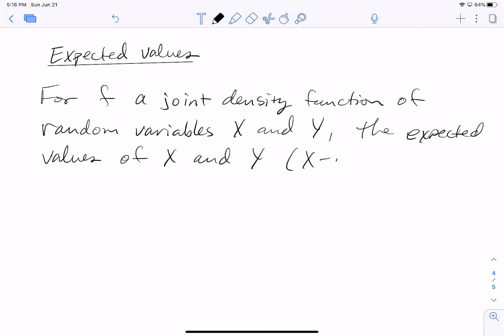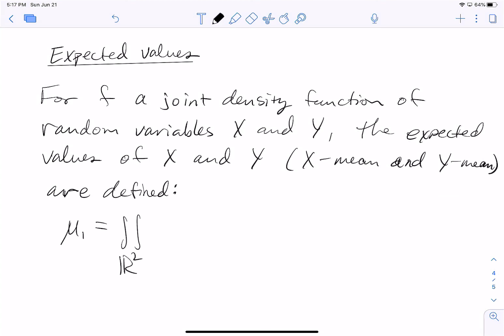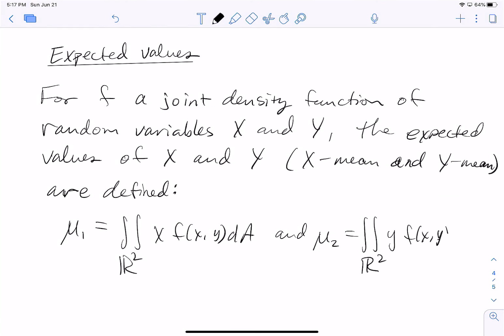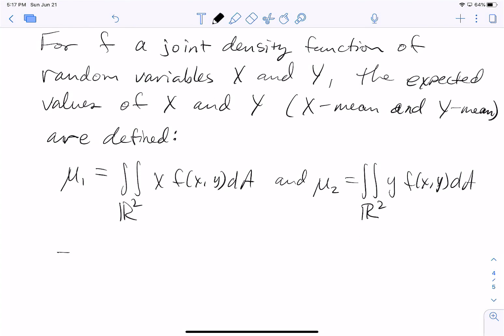called the x mean and the y mean, and they're defined: mu1 is equal to the double integral over R2 of x times f(x, y) dA, and mu2 is the double integral over R2 of y times f(x, y) dA. If these integrals look familiar, they should. They're like centers of mass of the probability distribution.